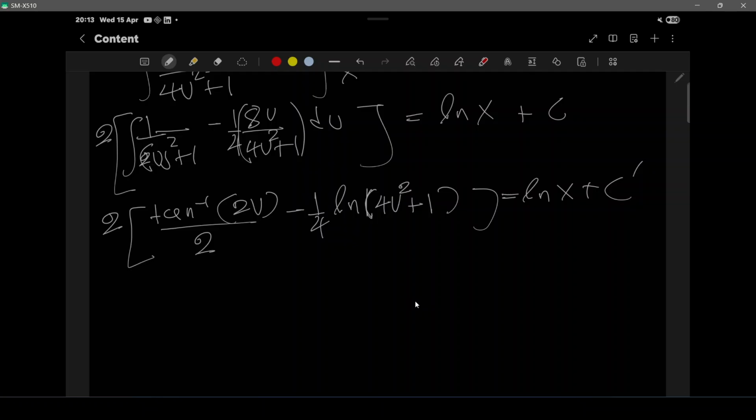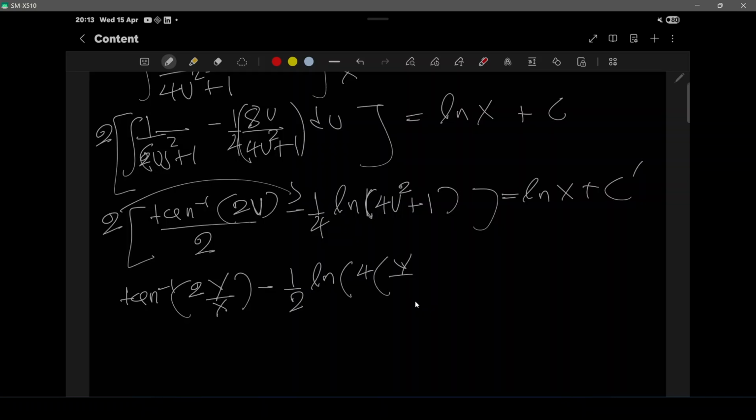So again you have to do the reverse because v is something we put. So this is tan inverse of 2v, meaning y over x, minus 1 over 2. I will multiply this, so 1 over 2 ln of 4 times y over x squared plus 1 is equal to ln x plus c dash.